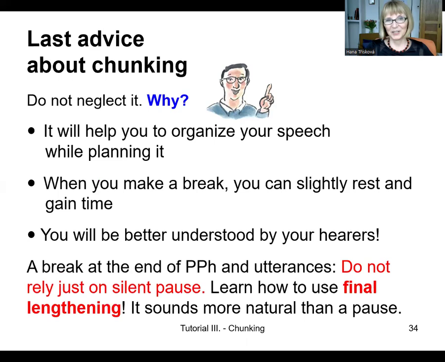So here's the last advice about chunking. Do not neglect it. Why? First, it will help you to organize your speech while planning it. Then, when you make a break in speech, that means, for instance, that slight prolongation at the end of a prosodic phrase or an utterance, you can slightly rest and gain some time. And last but not least, you'll be better understood by your hearers.